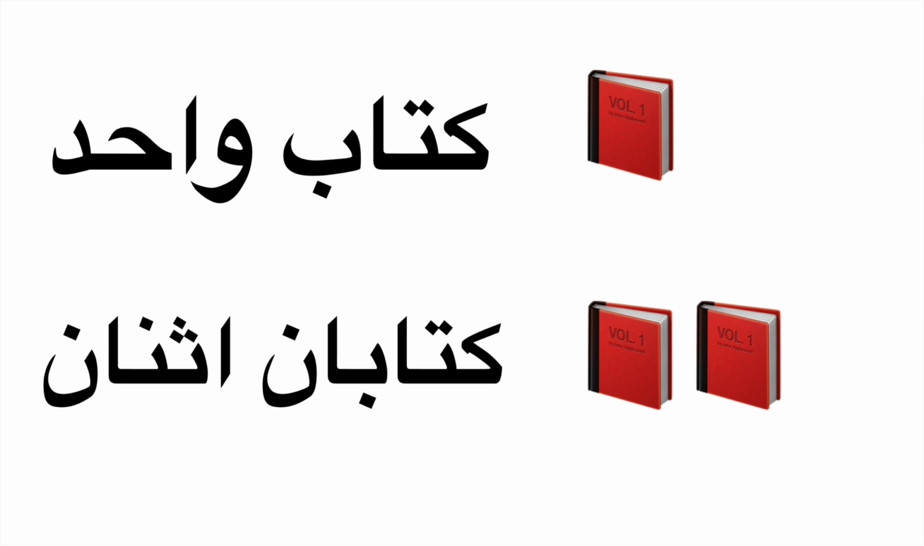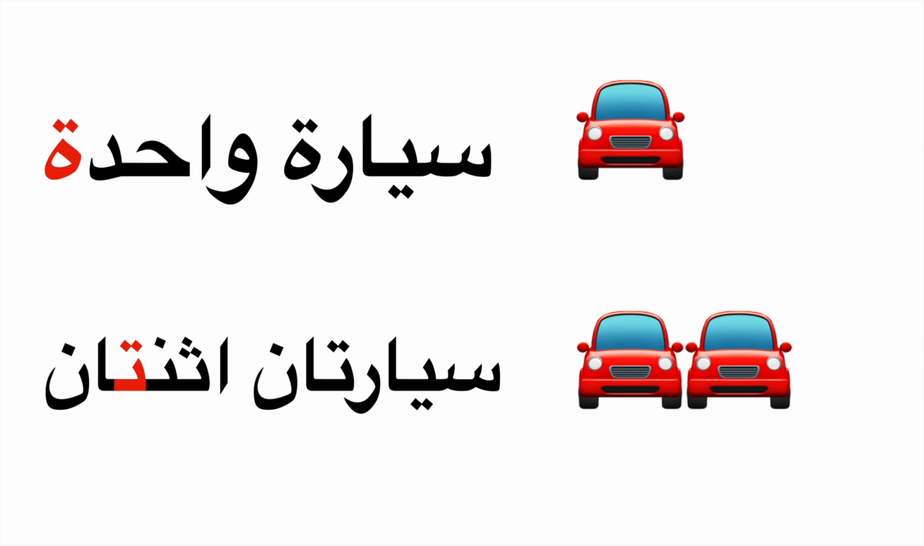The point is both واحد and اثنان followed the gender of the counted. Here, kitab is male in Arabic. Now, a car in Arabic is سيارة, which is female. So, when counted by واحد and اثنان, we say سيارة واحدة and سيارتان اثنتان. Again, واحدة and اثنتان are redundant here. But the point is they follow the gender of the counted.